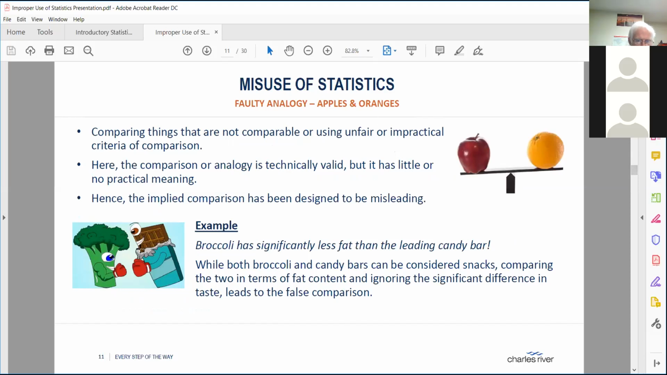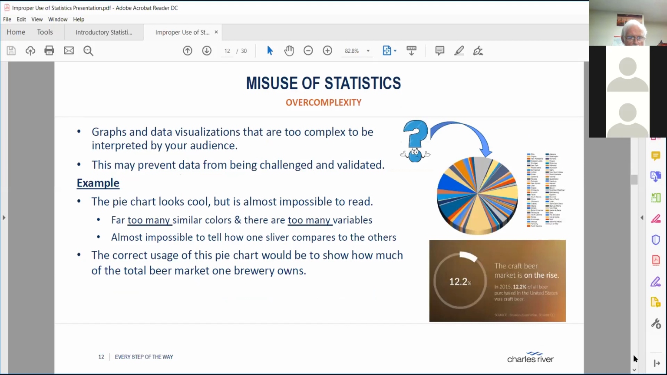Apples and oranges. This is another great one. Broccoli has significantly less fat than the leading candy bar when looking at these things. Obviously, the answer to that is, well, yeah, so what? You know, if you're trying to encourage people to use broccoli as a snack as opposed to a candy bar, depending on your group, good luck, but you know, that may be your point.